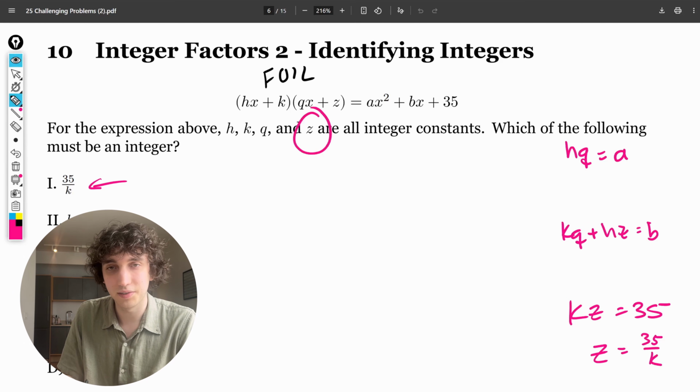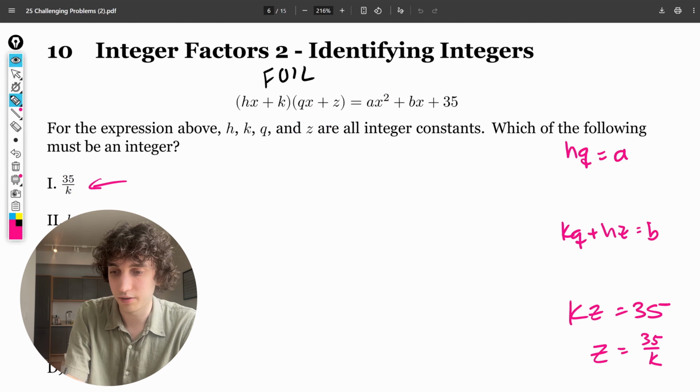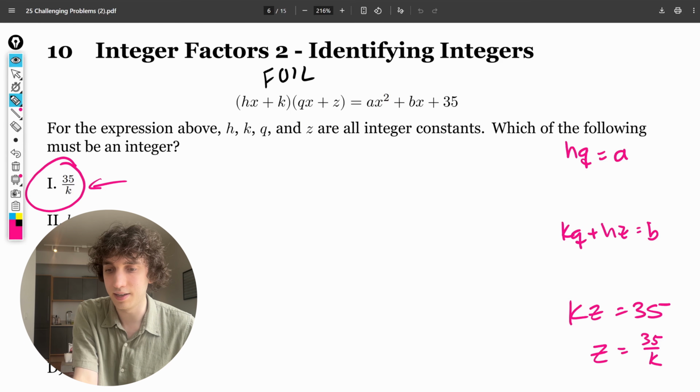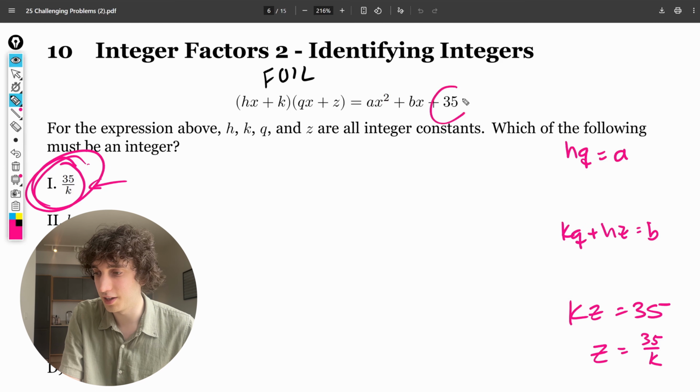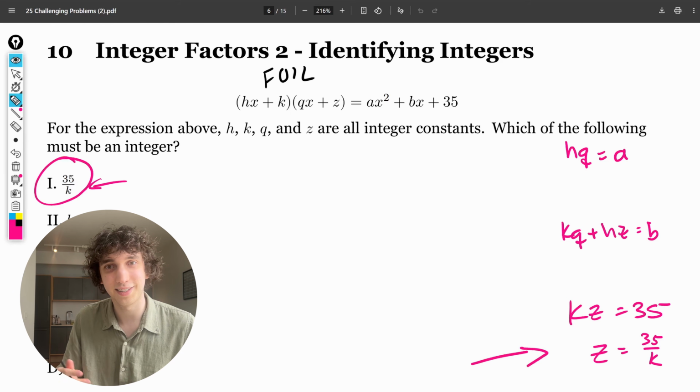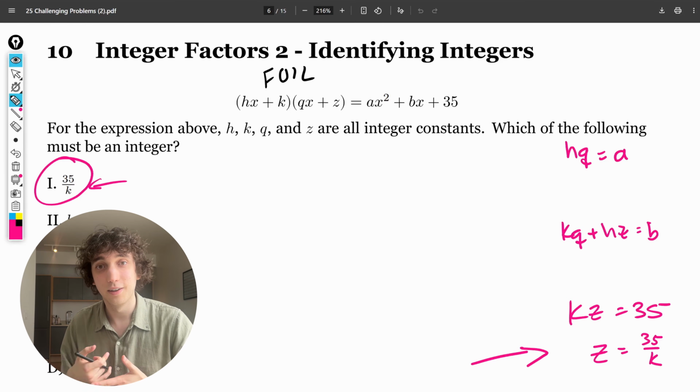And we already know that z is an integer, which means 35 over k has to be an integer as well. And so if you see this on the SAT, the first thing you should check, if you have A, B, C, D, check this one first. Check the one that is the constant divided by an integer, because chances are you just use this last equation and you get the answer very easily.